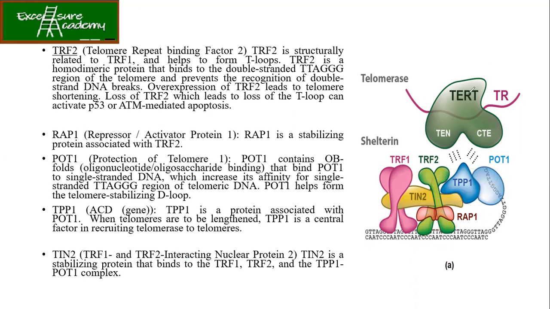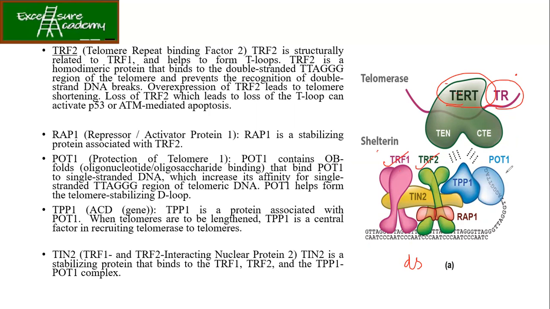Yeah. So we have discussed TERT, telomerase reverse transcriptase, and the TR, which is your RNA template here, okay? Then coming to the shelterin, we have TRF1 and TRF2, which associate with the double-stranded telomere. They help in the formation of the T loop. What is TIN2? It is your TRF1 and 2 interacting nuclear protein, so it helps in stabilizing your TRF1, TRF2 and TPP1.